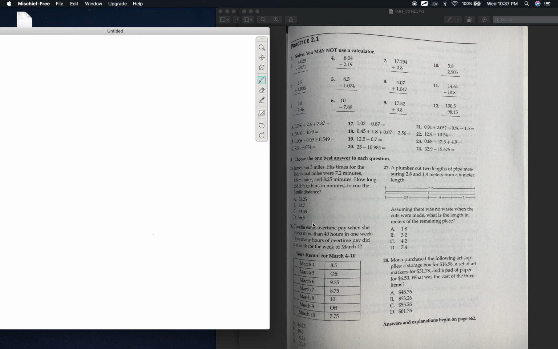Now, Claudia earns overtime pay when she works more than 40 hours in 1 week. How many hours of overtime did she work for the week of March?